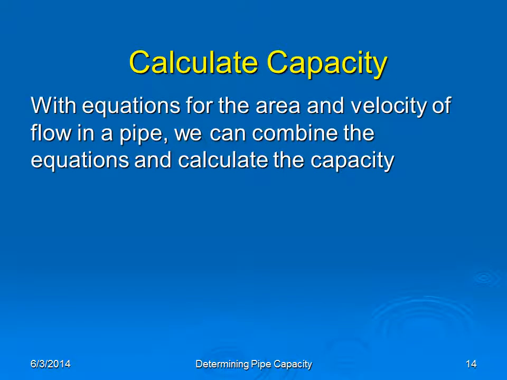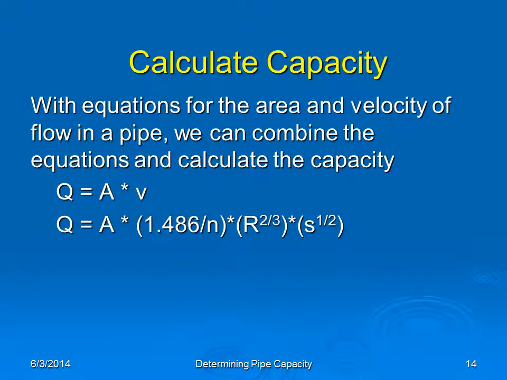With equations for the area and velocity of flow in a pipe known, we can combine the equations and calculate the capacity. The capacity, or Q, is equal to the area times the velocity of fluid in the pipe. So our velocity equals 1.486 divided by n times R to the 2/3 times the slope, or S, to the 1/2.